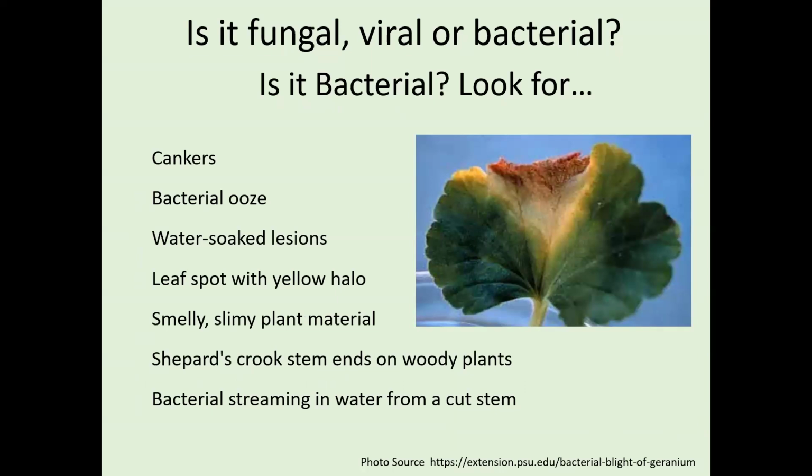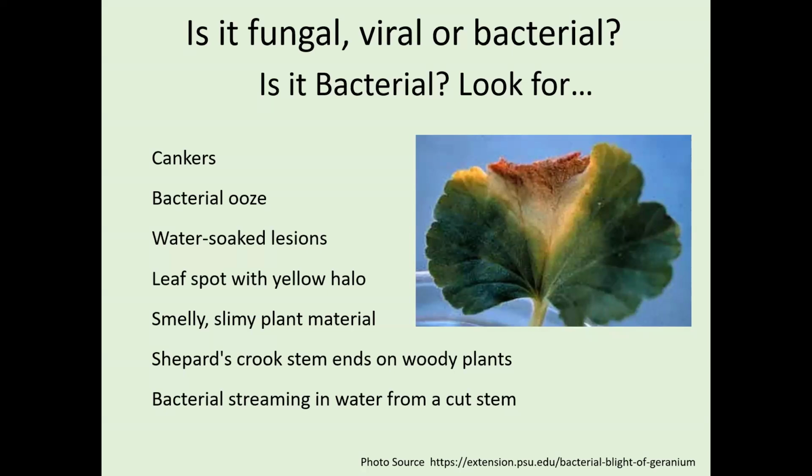Bacterial, this is the other main group we're going to look at. Bacterial diseases frequently will cause cankers. Frequently in trees, what we look for if we think it might be bacterial are cankers on the trunk or the stems. Now, the canker can be a sunken area, and you may see bacterial ooze coming from that canker where you just have a wetness or a little bit of streaking or dripping.